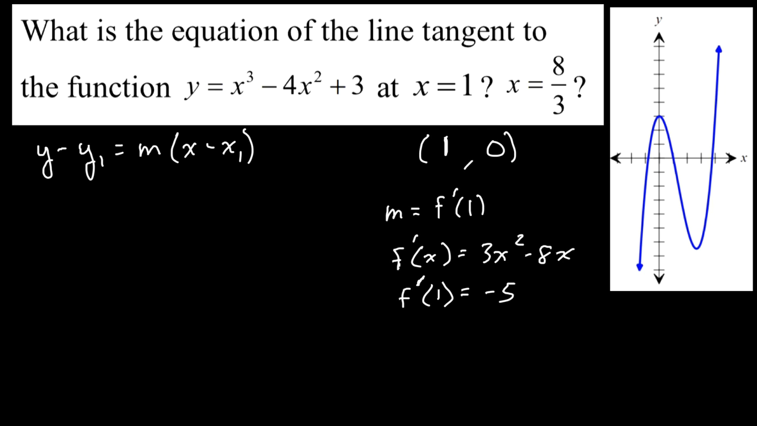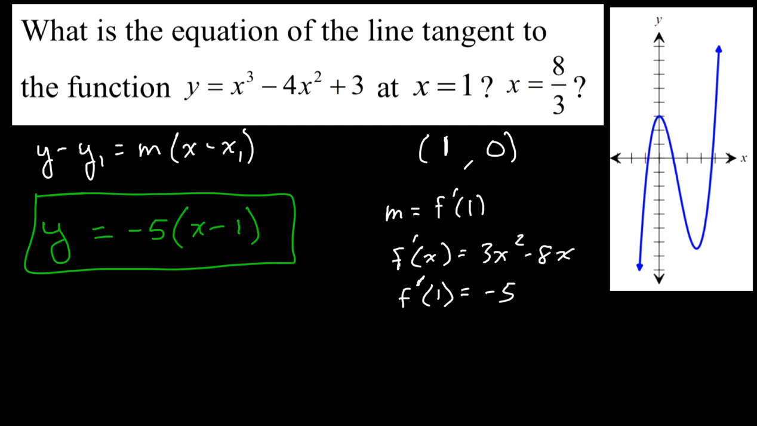We can now build the equation, which will be y minus y1, and the y value is 0, so that's going to just drop off, equals m, which is our slope or derivative, times x minus the x value, which in reference here is 1. And you can leave your equation like this. If you want to distribute it, go right ahead. It doesn't make any difference.